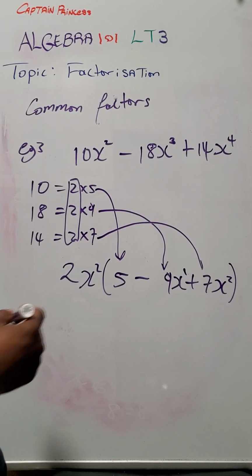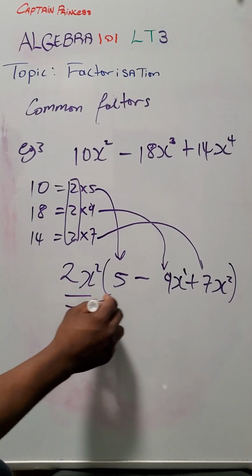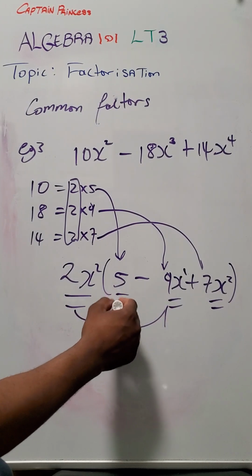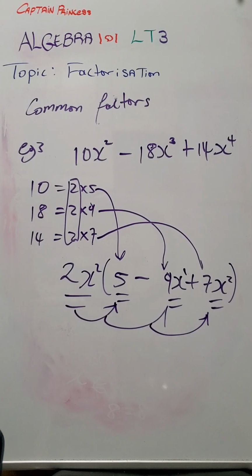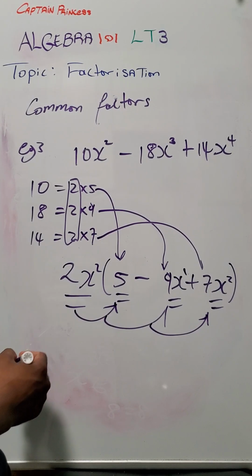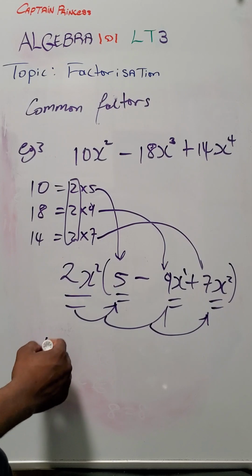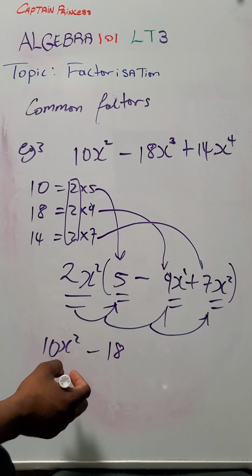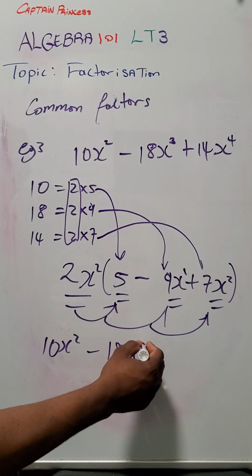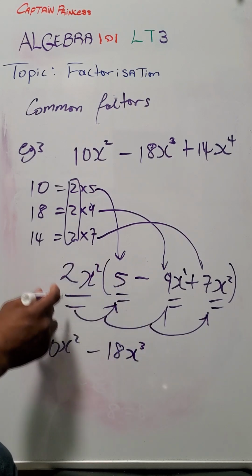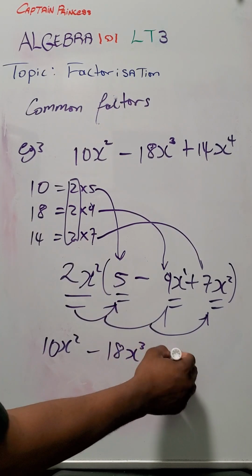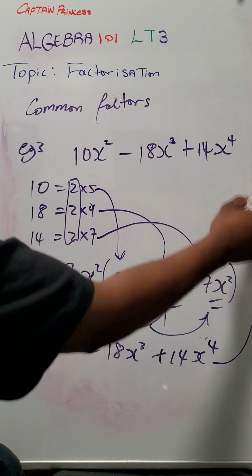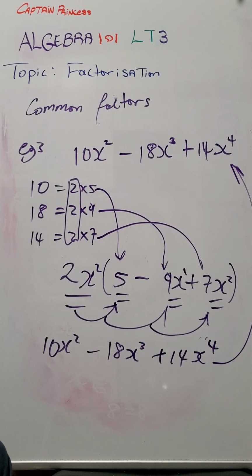Let us check by expanding the bracket by multiplying whatsoever is outside of the bracket by the terms on the inside of the bracket. That will give us the original expression. Now let's go, guys. 2x squared multiplied by 5 will give us 10x squared, minus 2 times 9 gives us 18x cubed, as the powers will add. Then 2x squared multiplied by positive 7 will give us 14x to the fourth. And this is the same as the original expression given at the top.